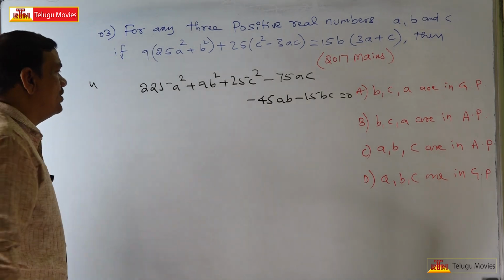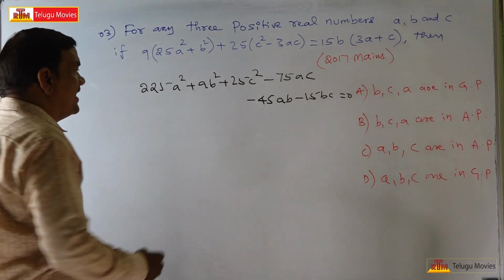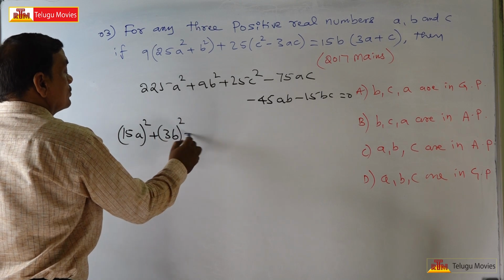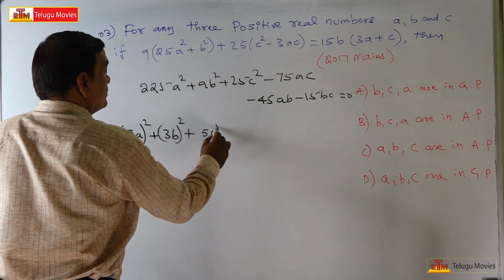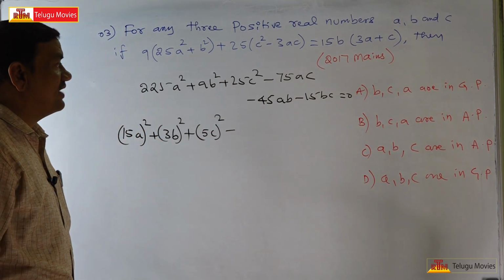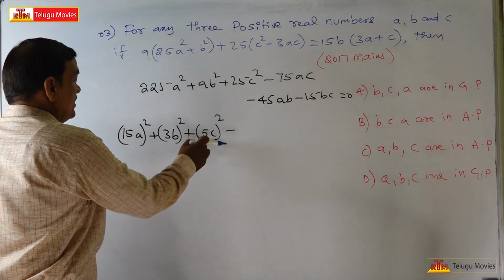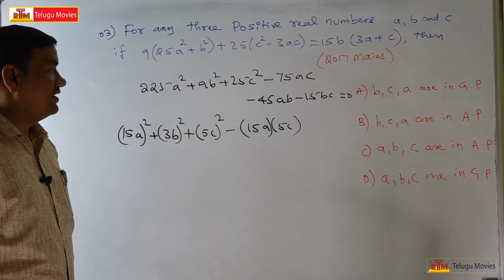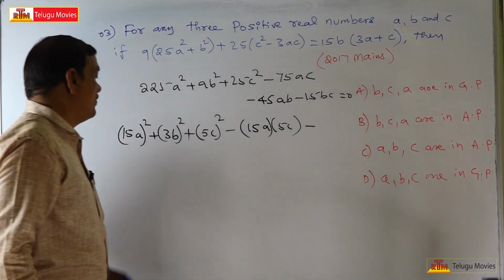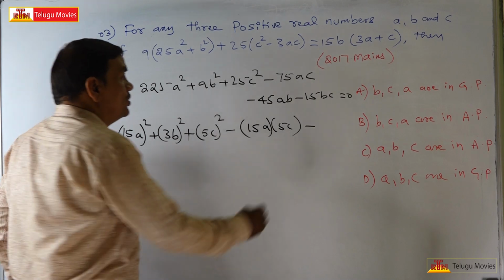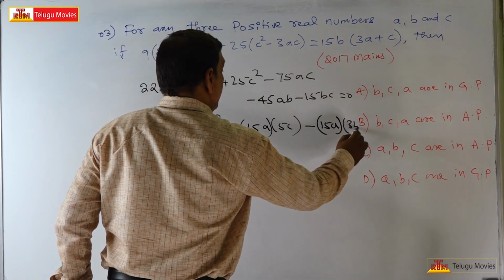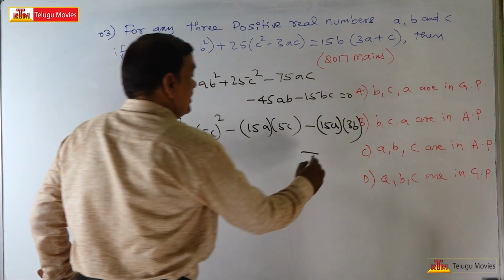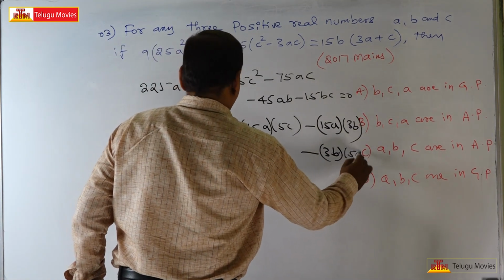Now, see here 225 a square, we can write it as a perfect square, (15a) whole square. This 9b square is (3b) whole square, 25c square is (5c) whole square. 75ac means what? See here, 15a into 5c. Minus 45ab, you multiply these two, 15a into 3b, that is 45ab. 15bc means you multiply these two, 3b into 5c, is equal to 0.